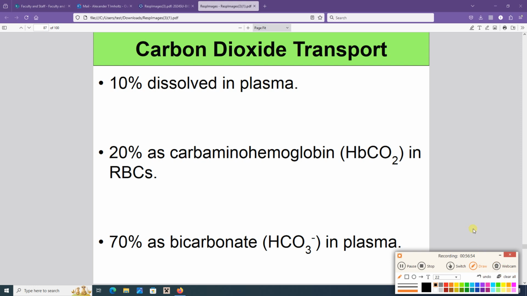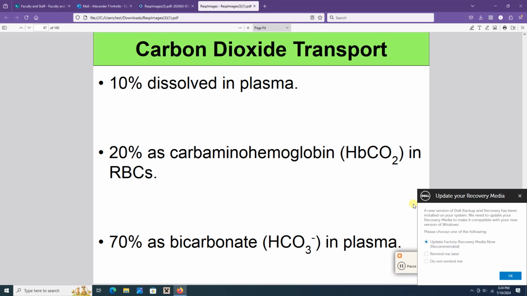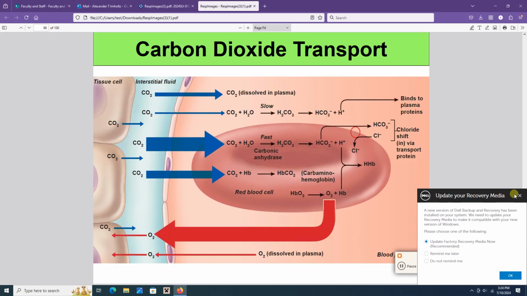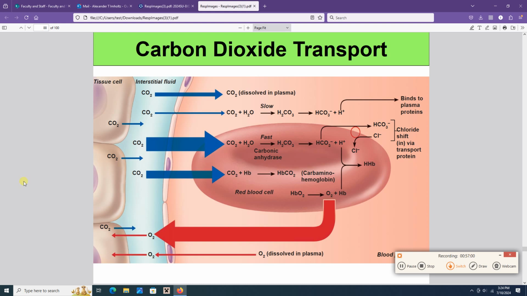Okie dokie. Let's look at a picture of all that. So, tissue cells make CO2. CO2 diffuses from them down its pressure gradient, into the interstitial fluid, into the plasma. 10% of your CO2 dissolves in the plasma. The rest of your CO2, almost all of it, goes into your red blood cells.